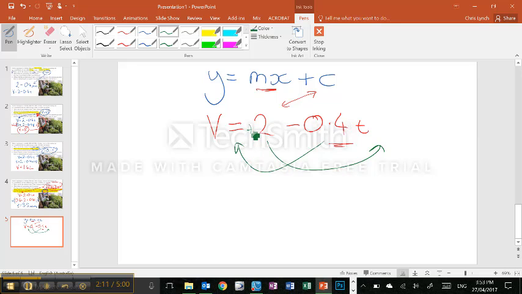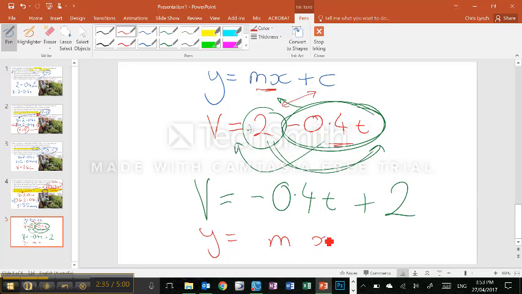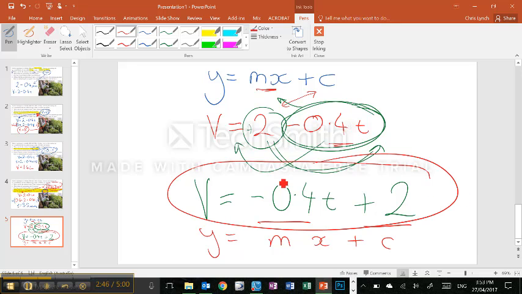Remember that this is a positive 2. So this term here will need to go to the front of the equation, and this term here will need to go to the back. So we're going to rewrite it saying v equals minus 0.4t, this obviously all stays together, plus 2. Now that is in the format y equals mx plus c, where this is going to be our y-intercept and this is going to be our gradient. We can use this to put into a graph on our calculator, which I'll do now.